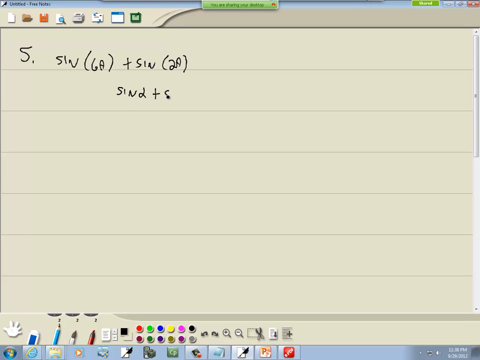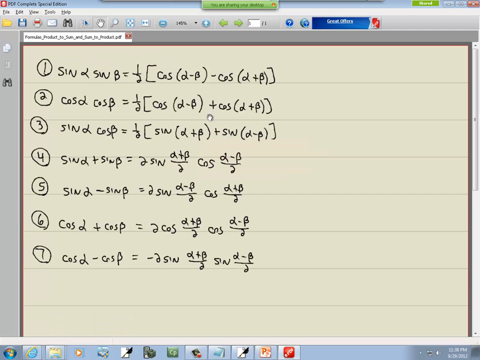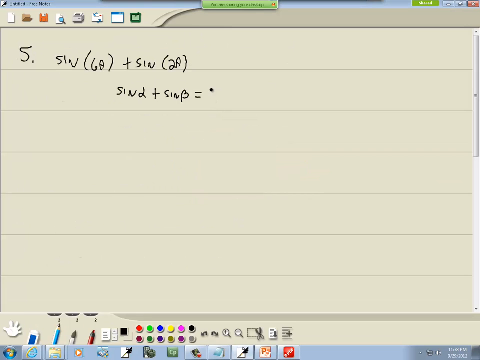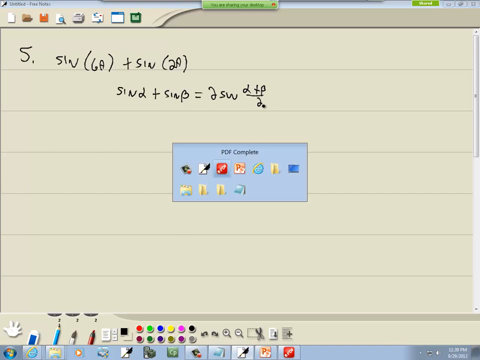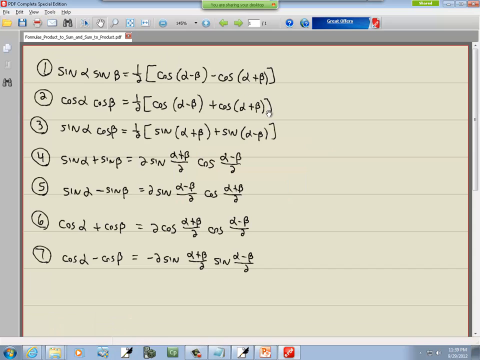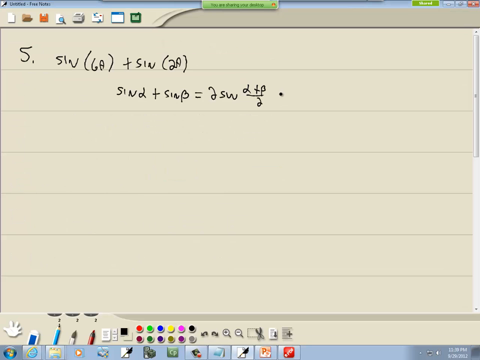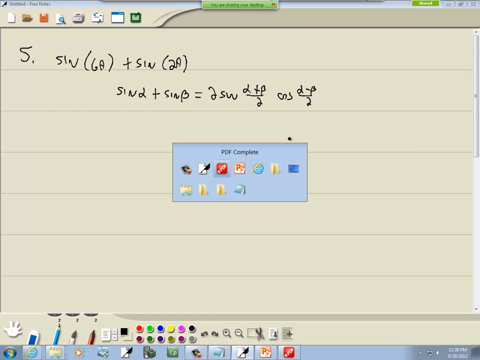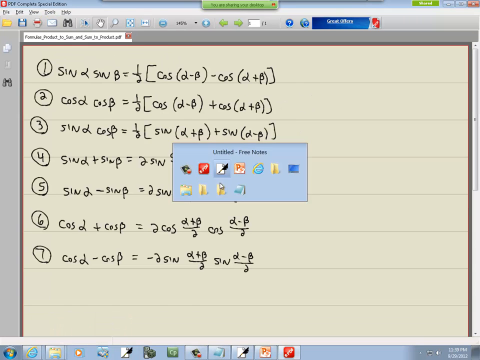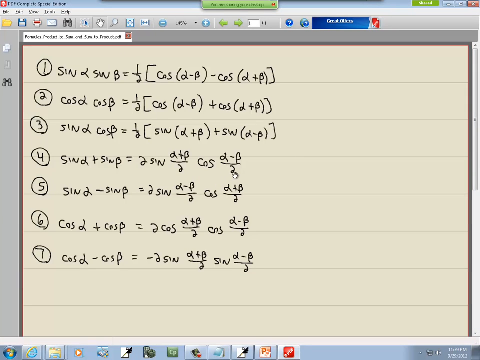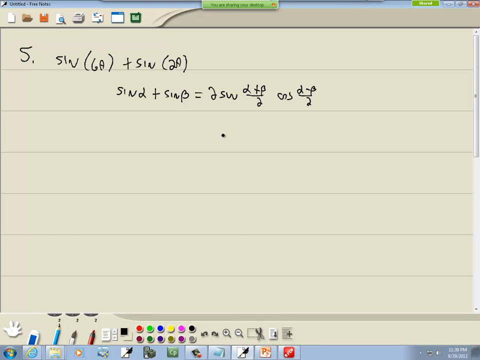So sine alpha plus sine beta is equal to 2 sine of alpha plus beta over 2 times cosine of alpha minus beta over 2. Now let me double check that. Sine alpha plus sine beta equals 2 sine of alpha plus beta over 2 cosine of alpha minus beta over 2. Okay, that looks right.